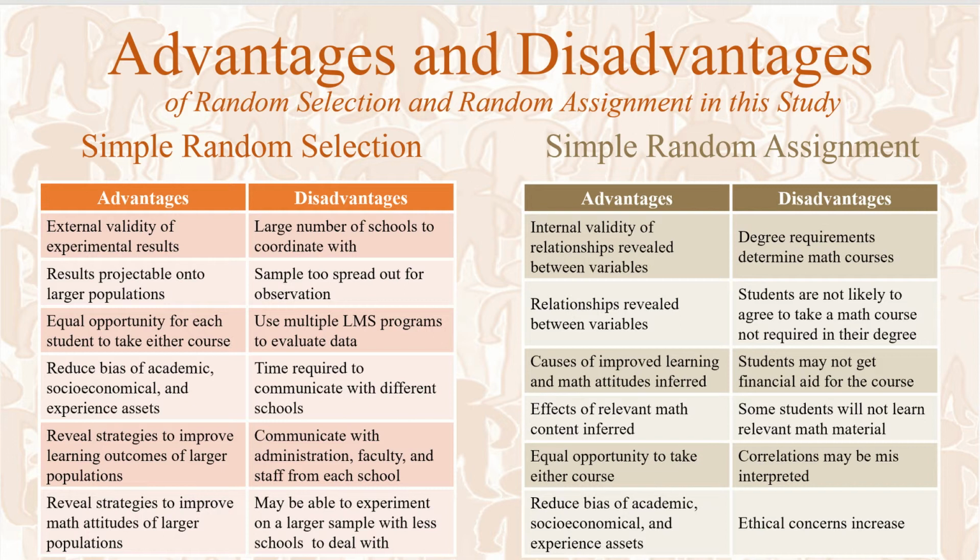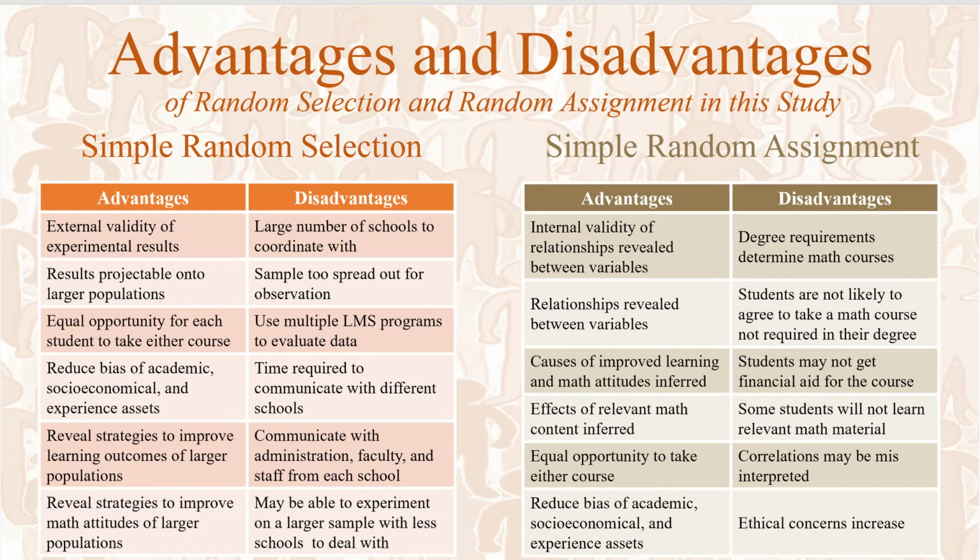The time and budget required to communicate with administration, faculty, and technical and human resource staff from each school is not realistic for a small-scale research project. Using a random selection method other than simple random selection may allow for a larger sample size.